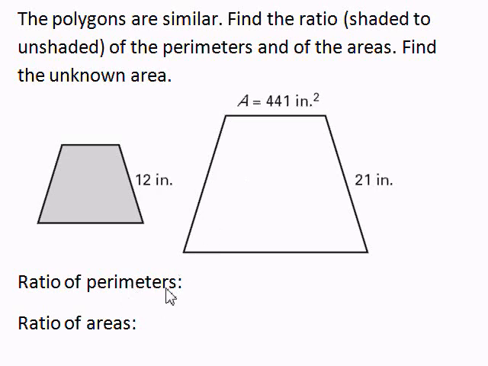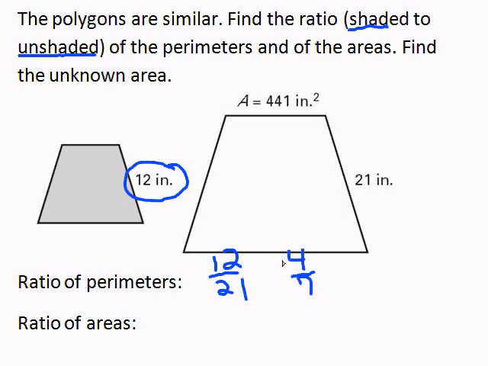Alright, for this one it actually asks us to find some other information. We have to find the ratio of the perimeters first, and that's pretty easy. They say shaded to unshaded. That means the shaded has to come first, the unshaded second. So the shaded is 12, that's our side length, over 21. Now we don't want an unreduced fraction, so we need to reduce it. Both of those are divisible by 3, giving us 4 over 7. That's the ratio of the perimeters of these two figures, or the ratio of the side lengths.